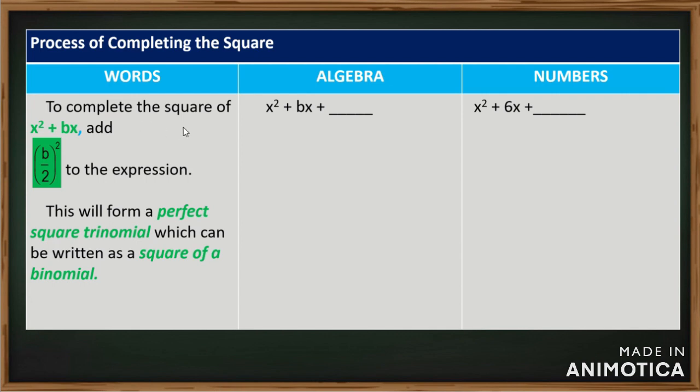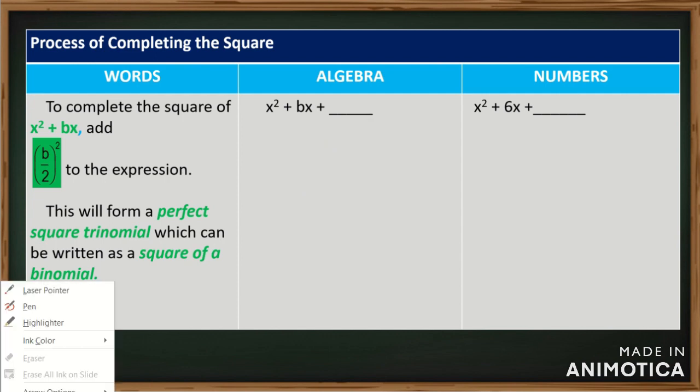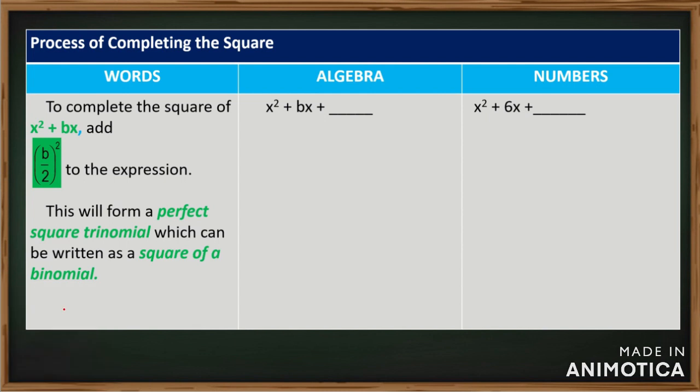To complete the square of x squared plus bx, add the square of b over 2 to the expression. This will form a perfect square trinomial which can be written as a square of a binomial. So let us express it. Okay. So let's make use of a pen. Okay. So we have here x squared plus bx plus the square of half of b.